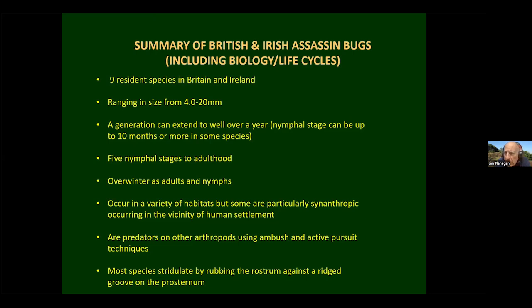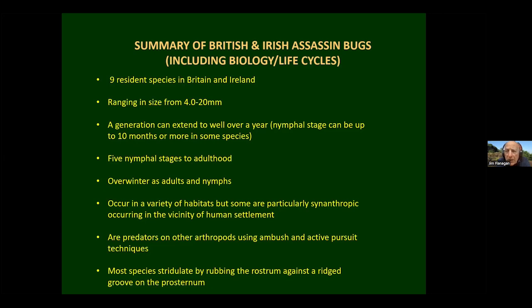There's one thing I didn't mention about nabids. I think a lot of nabids can become adult in 4 nymphal stages. So assassin bugs overwinter as adults and nymphs, and they are particularly synanthropic, mainly occurring in the vicinity of human settlement. Except for the threadleg bugs, the Empicorus bugs, which can be found in many natural habitats.